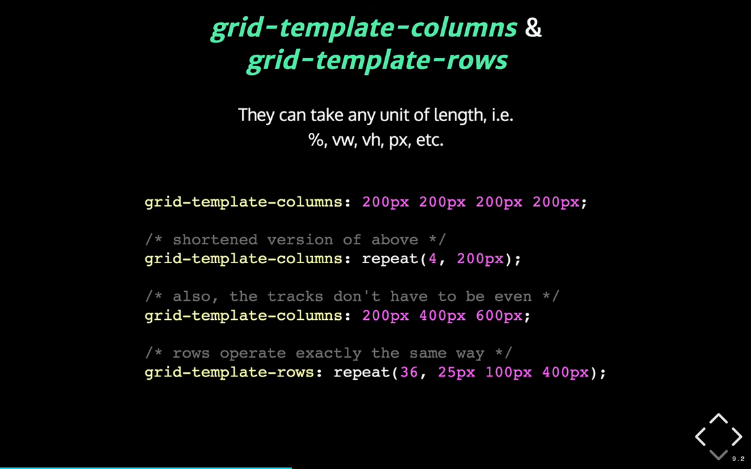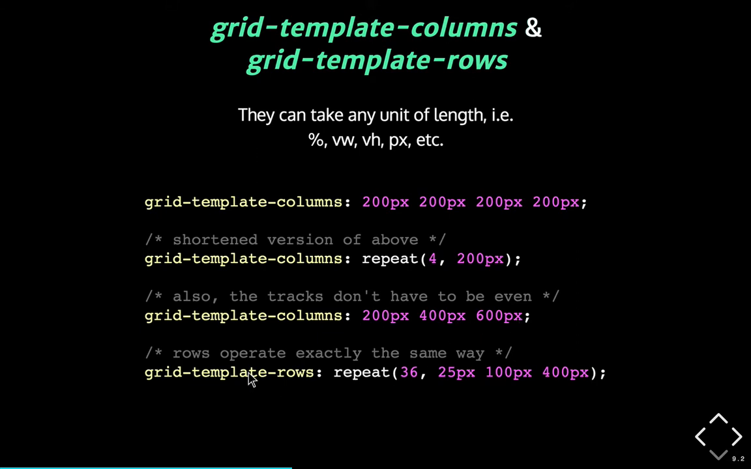Basically, you can set it up so you have grid template columns, and this is a 4-column grid, each 200 pixels wide. You can have a shortened version of it, which utilizes the repeat keyword, and you set up 4, so you indicate the number of columns, and then each of them is 200 pixels. And you can put different sizes in here, and we can talk about that also. The tracks don't have to be even. So you can mix and match them, 200, 400, 600. You can do whatever you want.